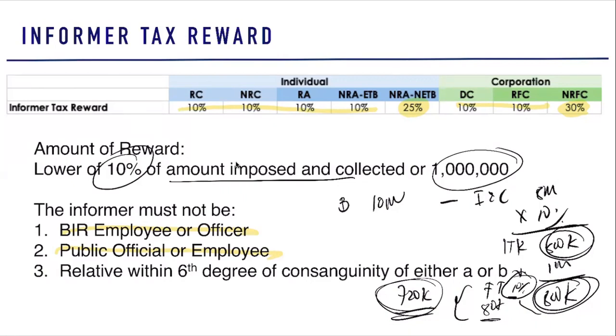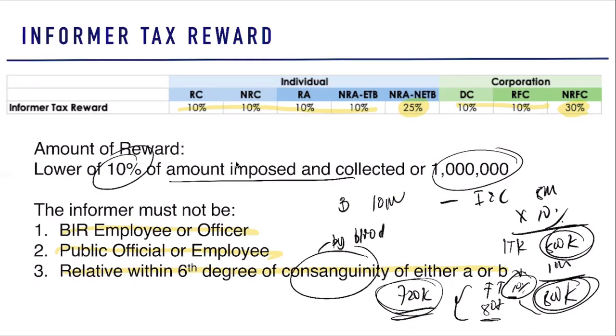So, bawal din sila. And take note, ito pa malupit. If ever you are a relative within the 6th degree of consanguinity of either A or B, so if you are a relative by blood, yung consanguinity is by blood.